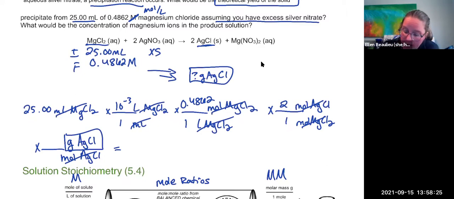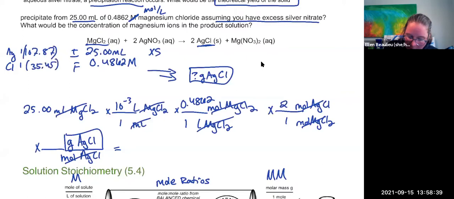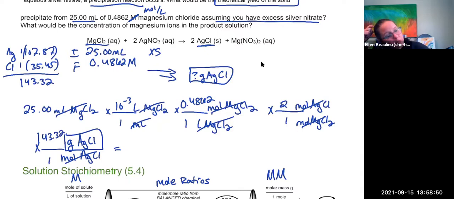And then the last one is a molar mass, which I need to calculate. So on my periodic table, silver is 107.87 and chloride is 35.45. So I got 143.32, 143.32 grams per mole. Plug into my calculator.